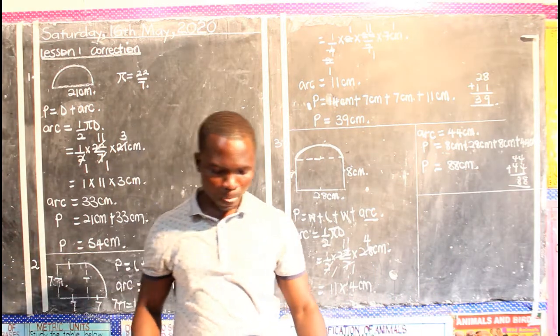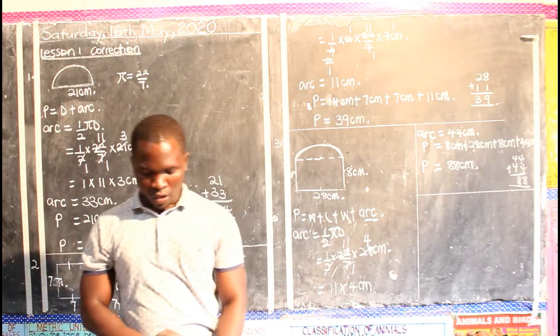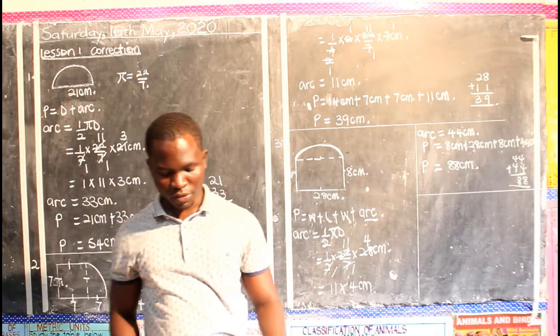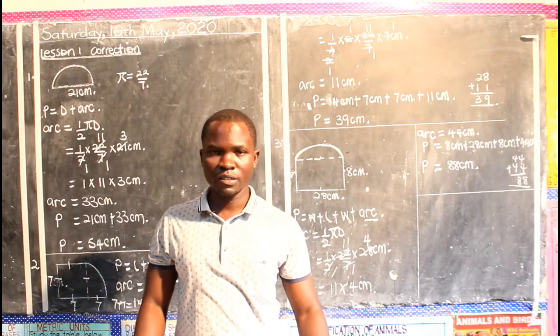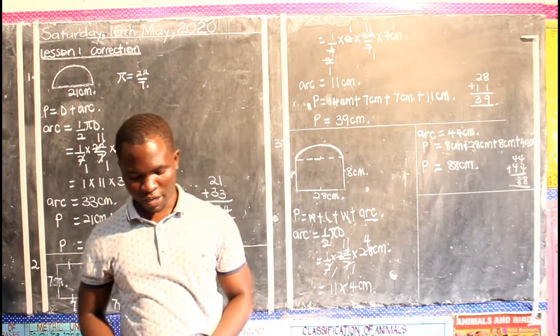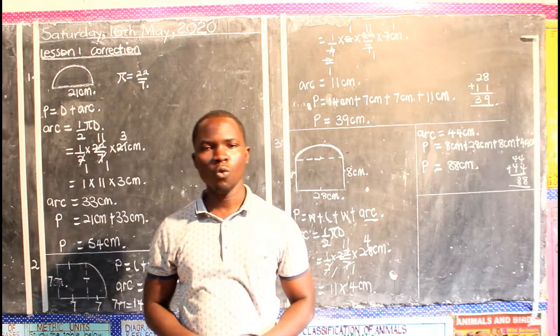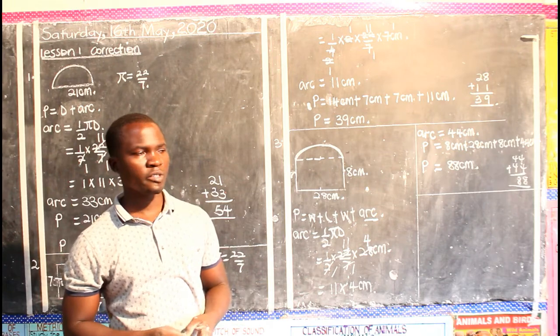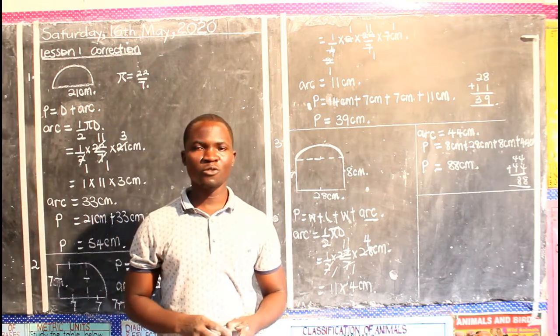centimeters. So, boys and girls, we are going to look at something else, and that is finding the radius of a circle when circumference is given. This is very simple because you have all these formulas here.